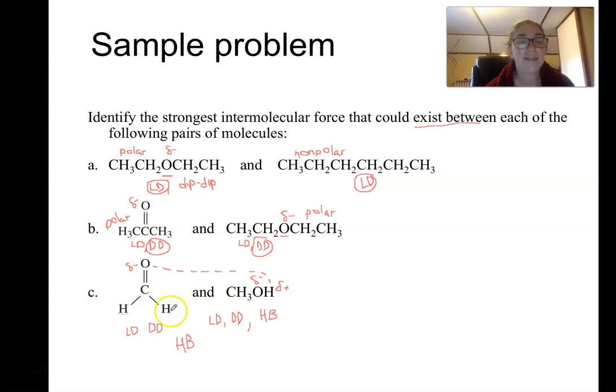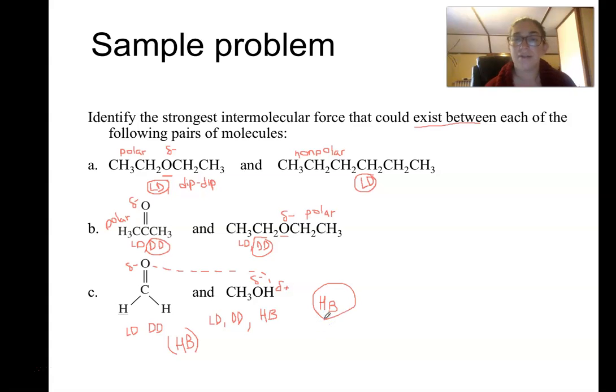All right, I'm going to say that this one here has hydrogen bonding in parentheses. It can hydrogen bond with other things because it has a hydrogen bond acceptor, but it can't hydrogen bond with itself. But since it's mixed with this molecule here that has a hydrogen bond donor, then in fact hydrogen bonding is the strongest force that exists between them.